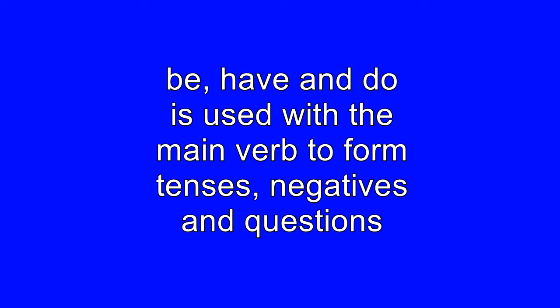The auxiliary verbs are be, have, and do. They are used with the main verb to form tenses, negatives, and questions. Okay, we use them for tenses, negatives, and questions.